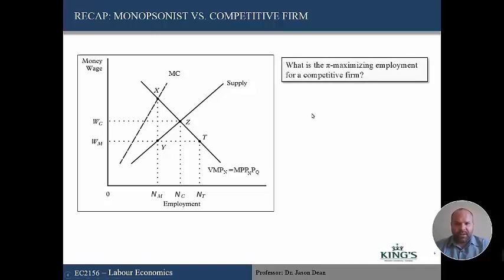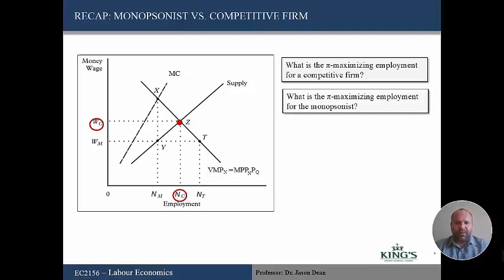Okay, the profit maximizing point is where? I'll give you a second to think about it. Where's the profit maximizing point for the monopsonist? Oh, sorry. What is the profit maximizing employment for a competitive firm? Okay, so I'll give you a second to find that. Where would that be? Okay, it would be at point Z. The wage would be WC, the number of workers hired would be NC.